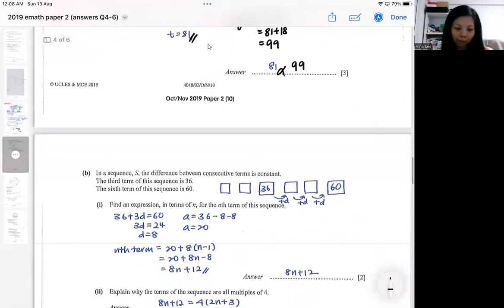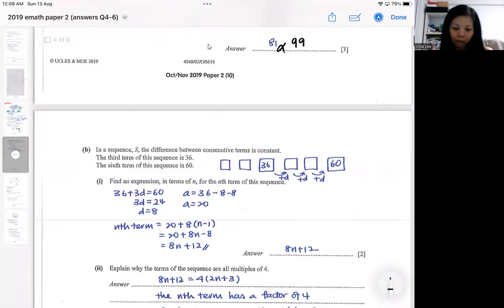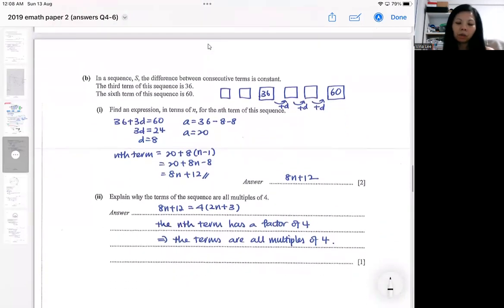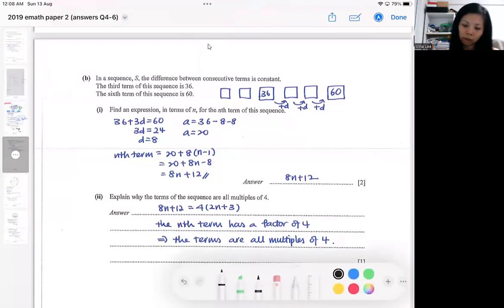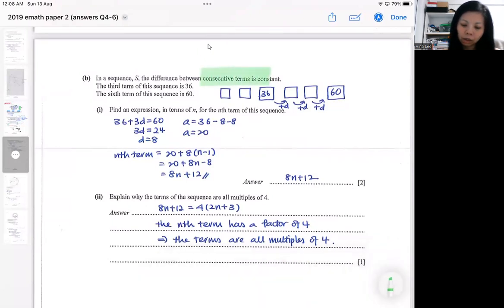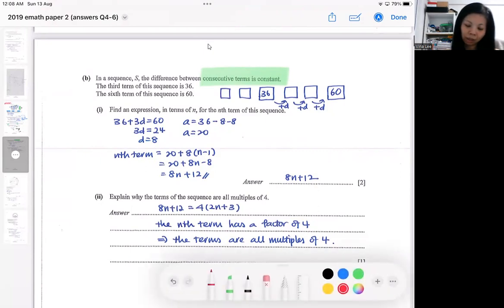Okay, so part B is a question on number pattern, but this one is common difference. How do you know it's common difference? Because the question says that the difference between consecutive terms is constant. That means next to each other, the difference is the same. That means you're always adding the same number or you're always subtracting the same number.